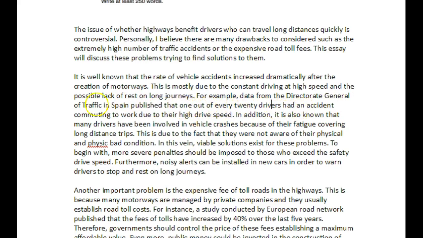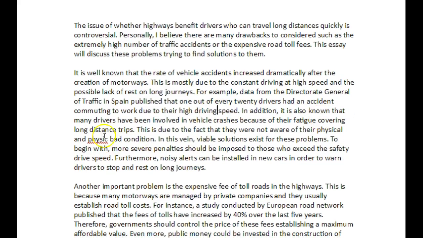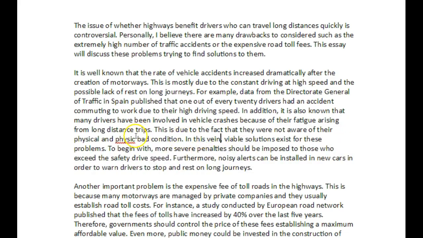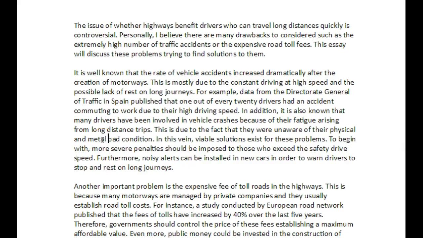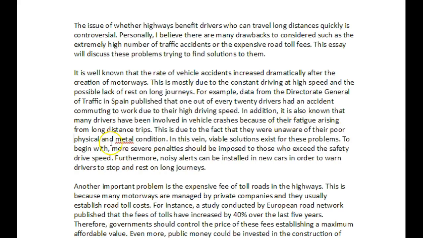Published that 1 out of every 20 drivers had an accident commuting to work due to their high driving speed. In addition, it is well known that many drivers have been involved in vehicle crashes because of their fatigue arising from long-distance trips. This is due to the fact that they were unaware of their poor physical and mental condition. In this vein, viable solutions exist for these problems. To begin with, more severe penalties should be imposed.